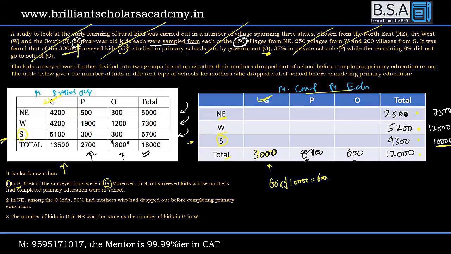It should be 6,000. So we have just been told in southern zone there need to be 6,000 kids in government schools. There are already how many kids? 5,100. So there must be 900 kids here in the government school.